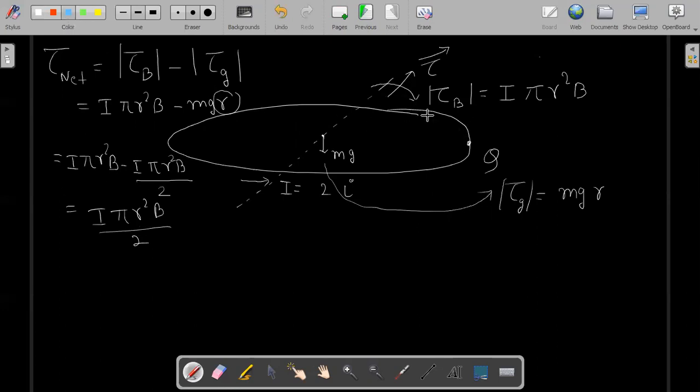Now, about which axis will this loop rotate? Look at the torque. Point Q will remain on the table, and therefore there will be an axis which passes through point Q, and that axis will be on the table. And about this axis, the loop will turn. The loop will turn about the axis which passes through point Q and which remains on the table.